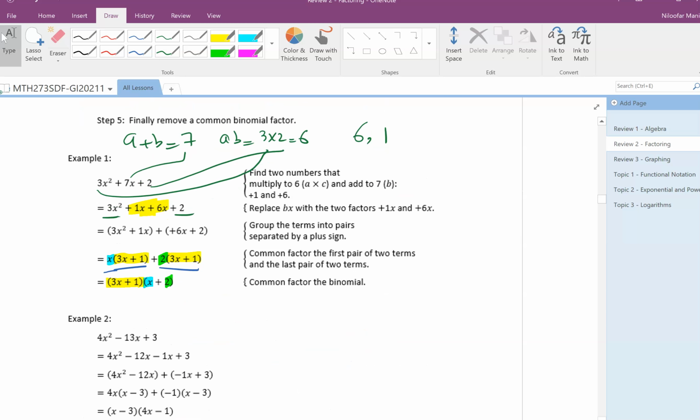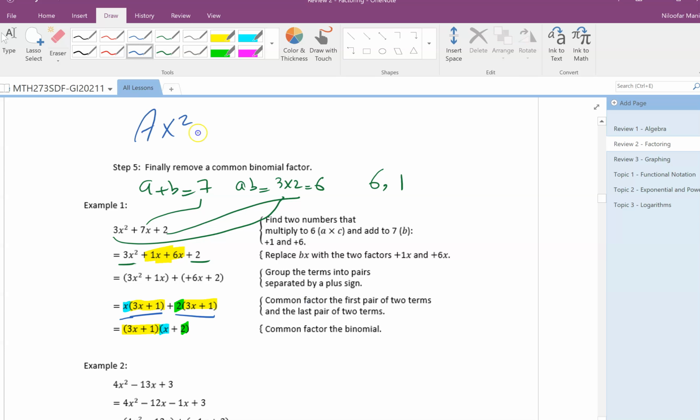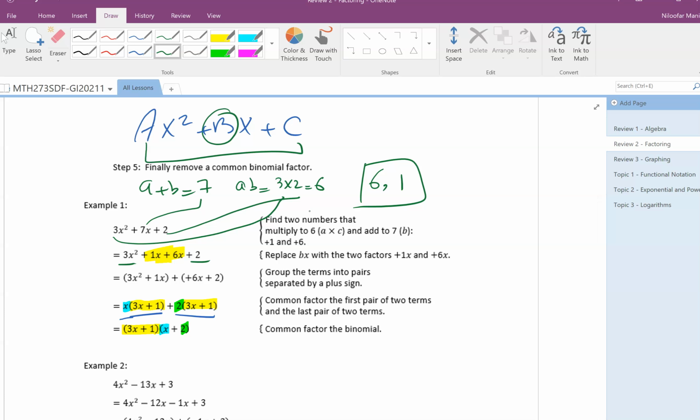See, this a is not 1. I am looking for two numbers. If I multiply them, it is 3 times 2, which is AC. Look at this, I write it here: ax squared plus bx plus c. I am looking for two numbers. If I multiply them, it is AC. If I add them, it is B. These are my numbers, 6 and 1. I do not touch the term with x squared. I do not touch the last one, which is just a number. I just rewrite 7x as 6x plus 1x.